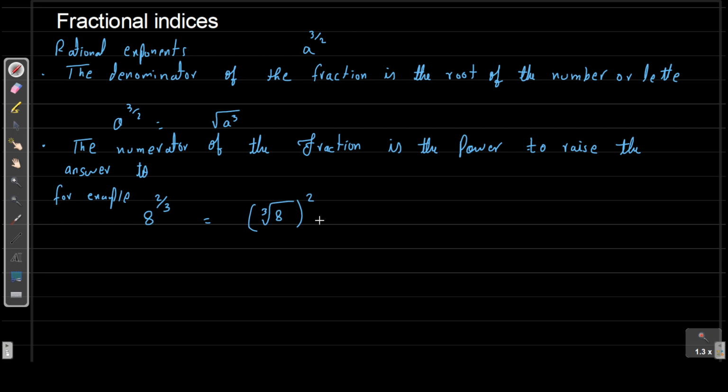The cube root of 8 is equal to 2. So now we can write 2 to the power 2. 2 squared is equal to 4. That's how we can solve fractional indices. So 8 to the power 2 by 3 is equal to 4.